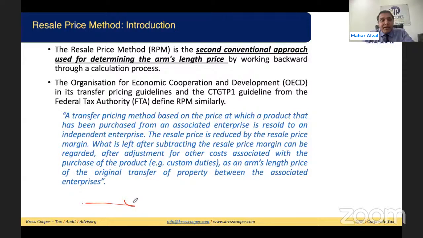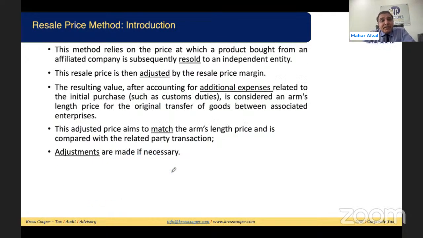The same has been written here: a transfer pricing method based on the price at which a product that has been purchased from an associated enterprise is resold to an independent enterprise. The resale price is reduced by the resale price margin. We have already discussed, it will be reduced by the margin. It will be reduced by the cost of B. The remaining will be the purchase price of B. So in this method, basically, we need to look into the price at which the goods are being resold to an independent party. Then we need to adjust this price with the resale margin. Then we need to adjust the expenses of B.